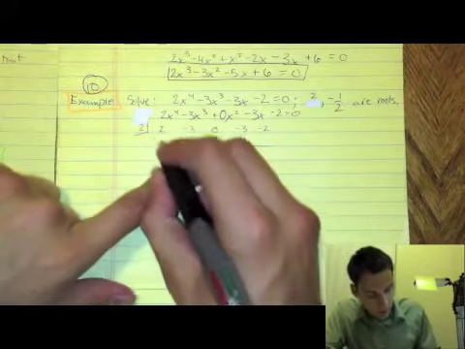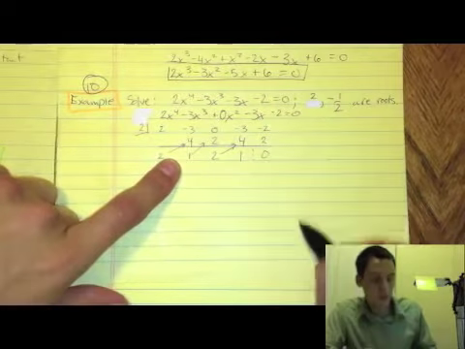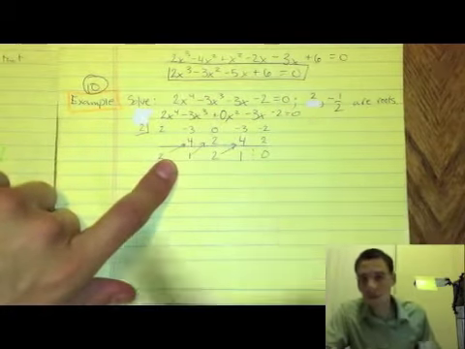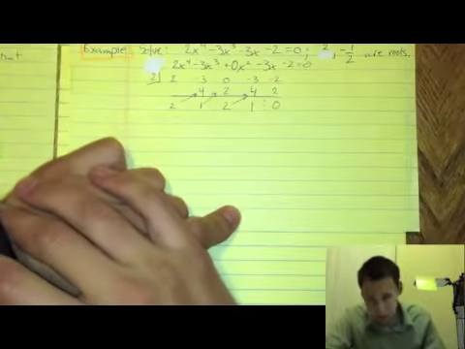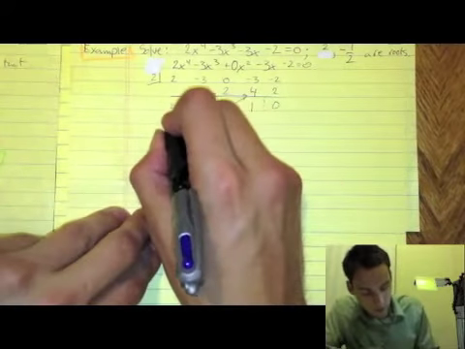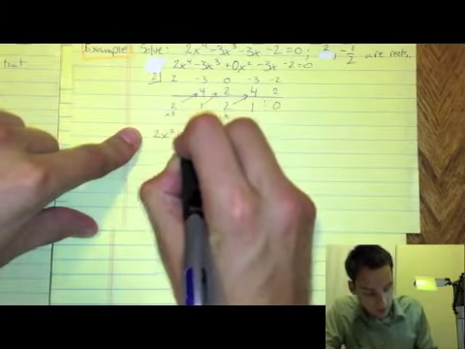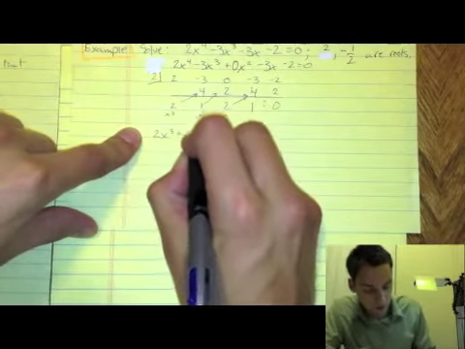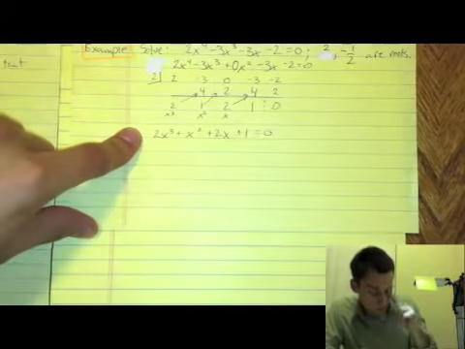That's 1. 2 times 1 is 2. Very good. That's how I know I did it right, because they told me these were roots, so I know the remainder has to be 0. Then I can write a depressed equation. There'll be my x term, x squared, x cubed. So my other equation is 2x cubed plus x squared plus 2x plus 1 equals 0.